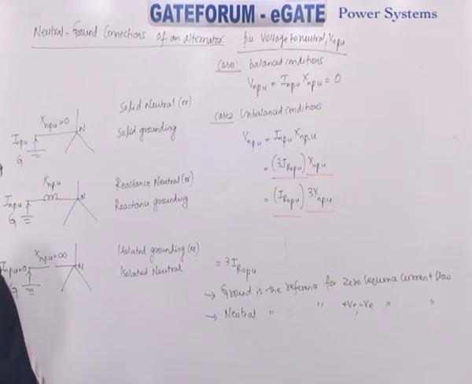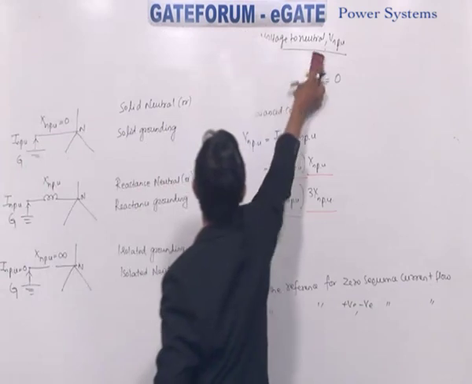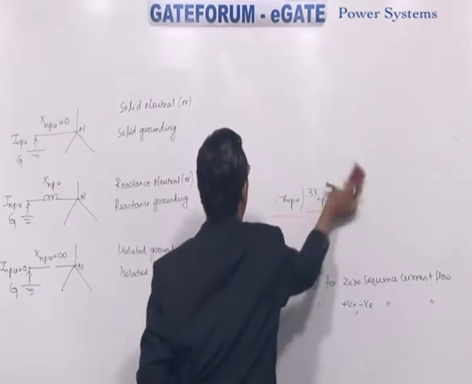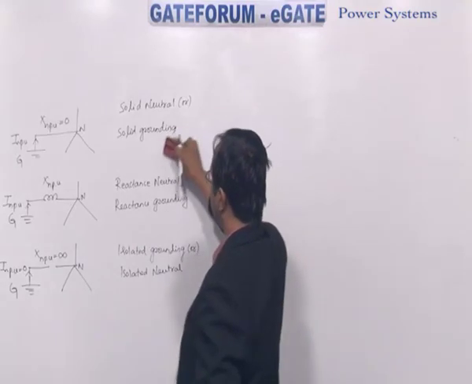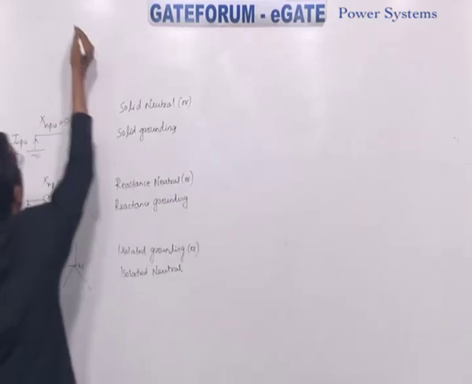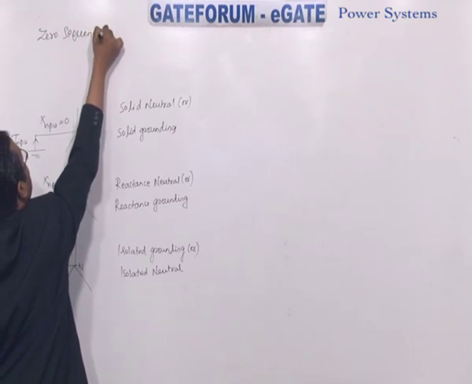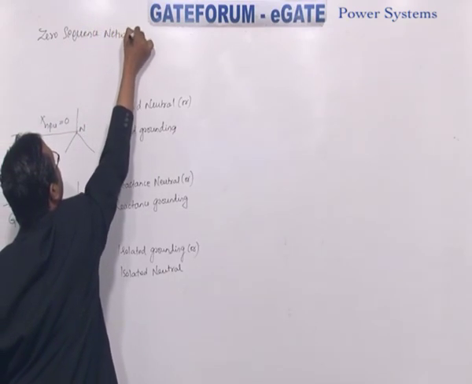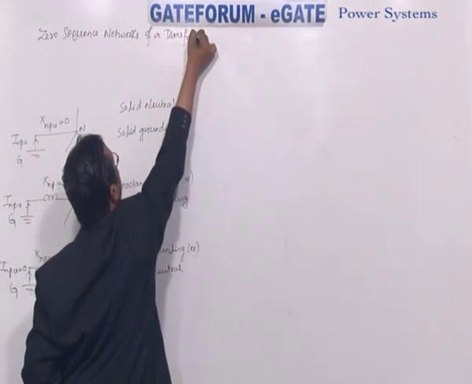So this is regarding per unit voltage to neutral. Now we check how to draw zero sequence networks of transformers. How to draw zero sequence networks of a transformer.